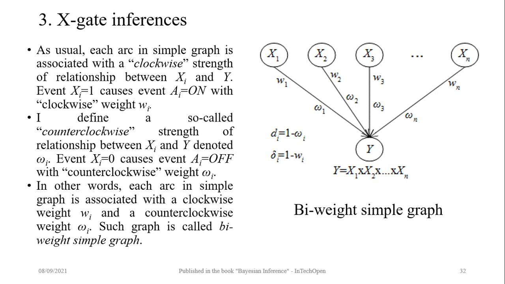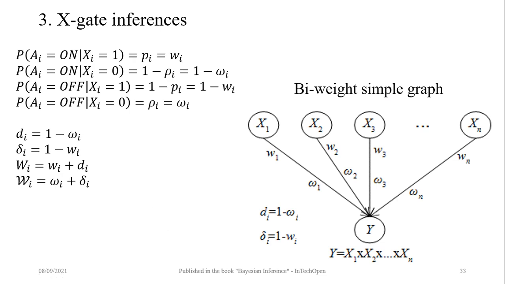In other words, each arc in the symbol graph is associated with a clockwise weight wi and a counterclockwise weight omega i. Such a graph is called a bi-way symbol graph. This figure shows the bi-way symbol graph. There are probabilities in the bi-way symbol graph.